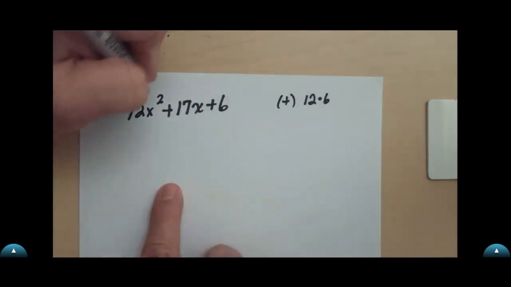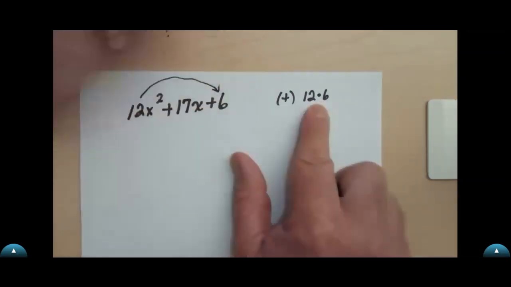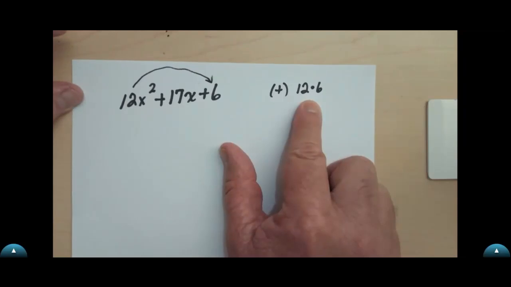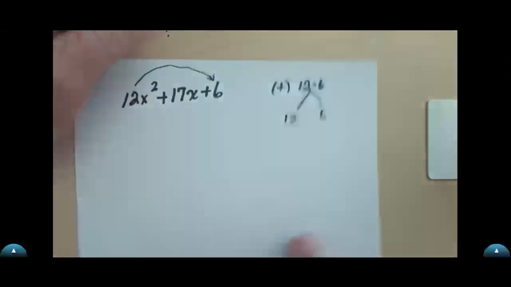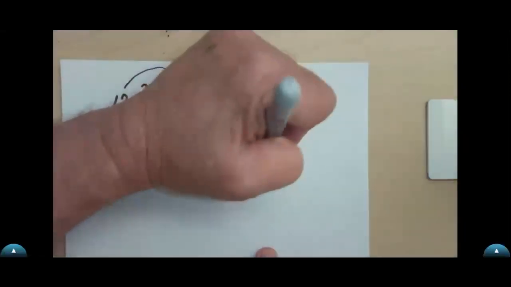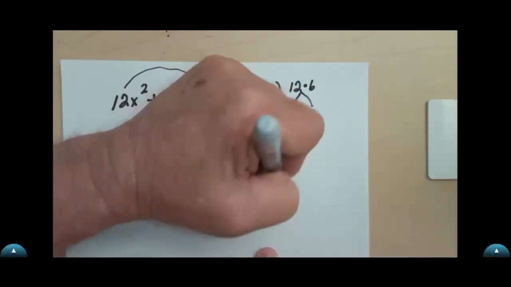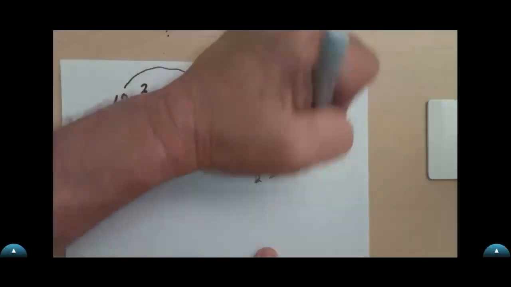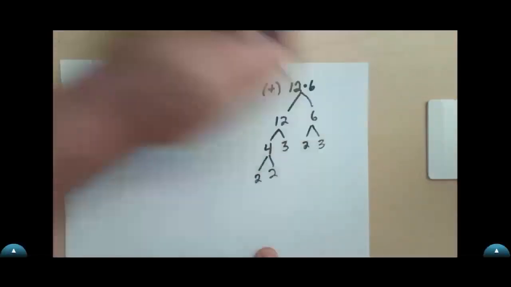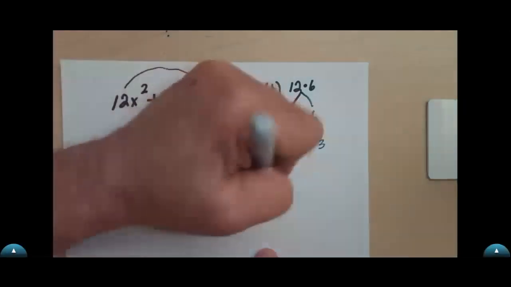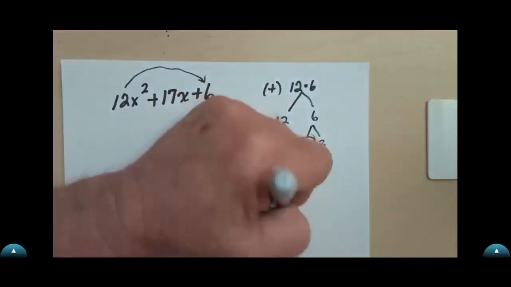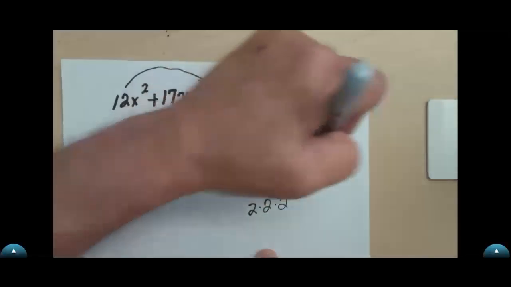Okay, so we started with 12 times 6. Everybody good there, right? And again, I just did the factor tree for that. 12 times 6. And I did 12 is 4 times 3. And 4 is 2 times 2. And 6 is 2 times 3. And so I just wrote those out. That looks like 2 times 2 times 2, 2 times 2 times 2, times 3 times 3.